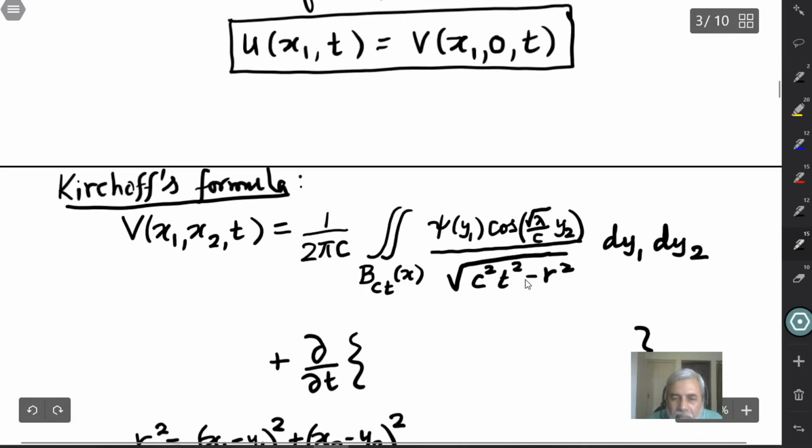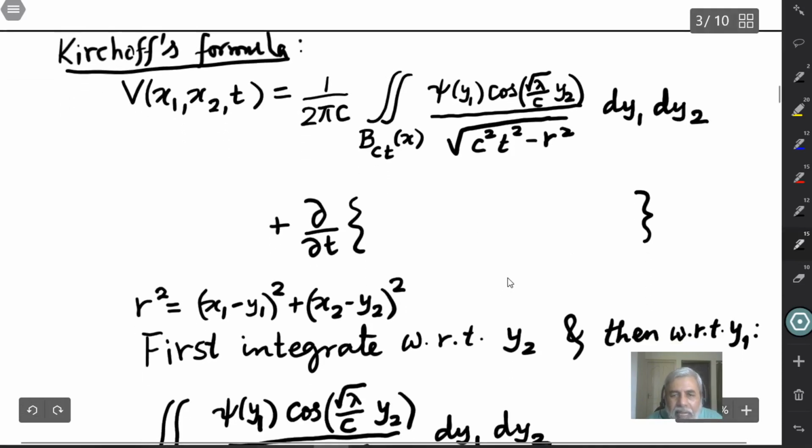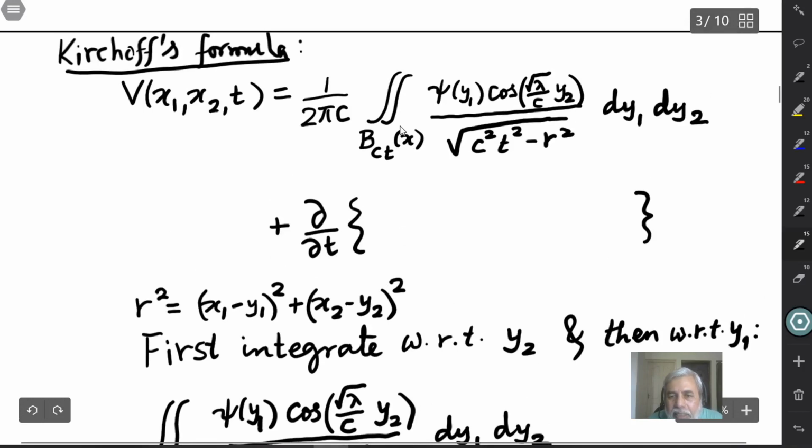Just recall, we derived this in the previous class. And then the second term, coming from the other data phi, is d by dt of the same term except that psi is replaced by phi. Here again r square is x1 minus y1 squared plus x2 minus y2 squared. So that's the notation for this r.